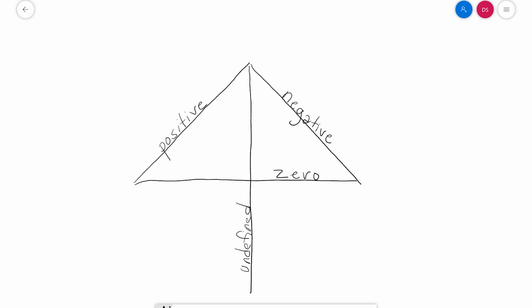I would encourage you at this moment to pause the video and do a little exercise that we did in class last week, where your right hand is up above you and your left hand is down below, and go through our chant of positive, negative, zero, undefined to remind yourself of the different slopes.